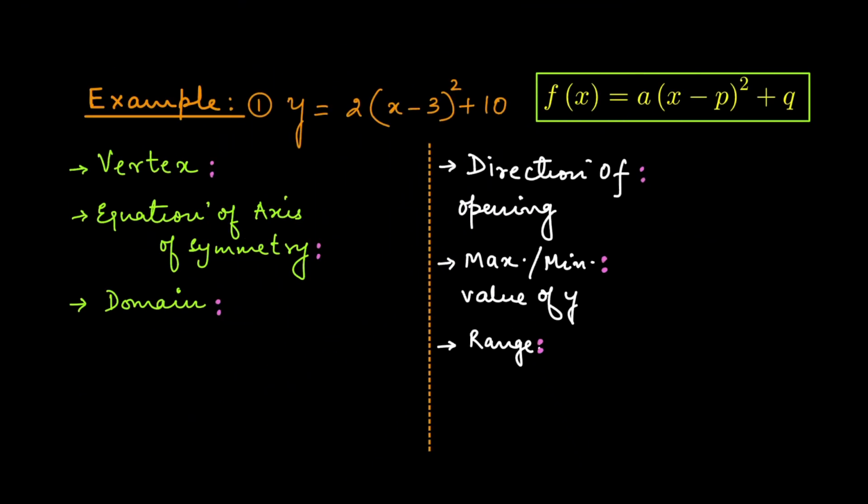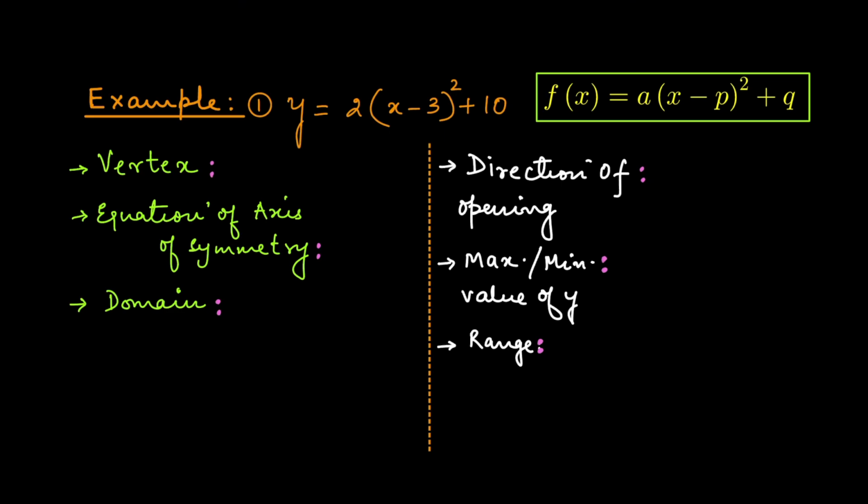Now we start with some examples. So example 1, y is equal to 2 times (x minus 3) squared plus 10. For that we always first write the vertex form so that you can compare and then figure out what the values of A, P and Q are. So if we relate both of them, we can see what the value of A is.